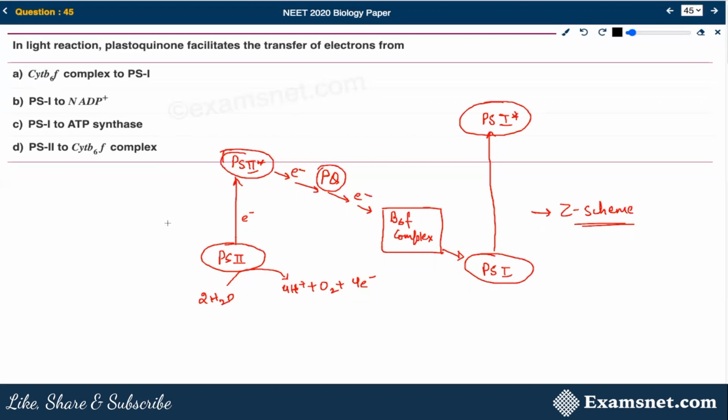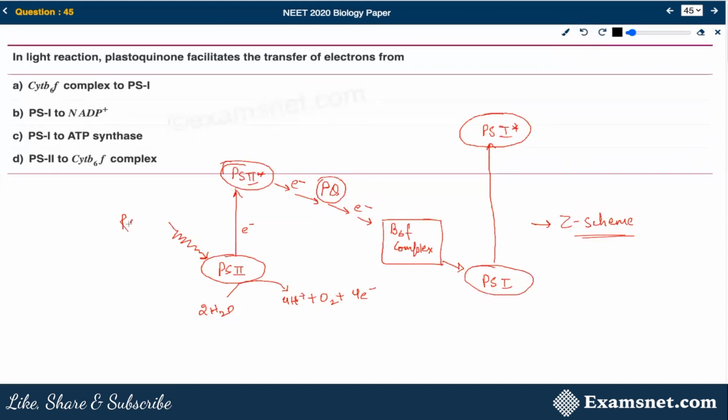Here basically the red light falls upon. So here will be the red light that will be striking upon. And here will be far red light that will be striking upon, which is usually having a wavelength of beyond 680 nanometer, that means 700 nanometer. And this PS2 red light is having a wavelength of 680 nanometer. So this is far red light.